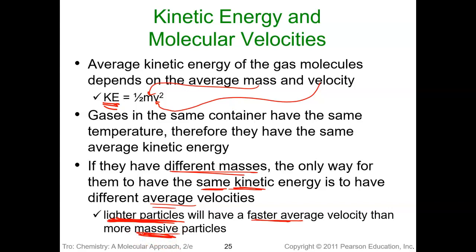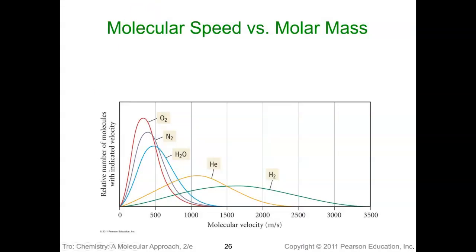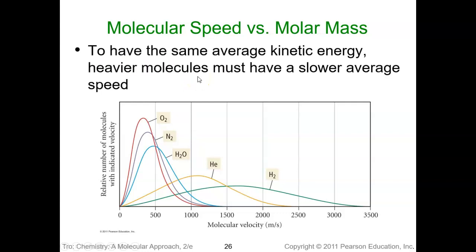So they can have the same energy, but they do not move at the same speed because kinetic energy is proportional to mass and velocity. So really heavy things will move slower, but they will still have the same kinetic energy. So here is a little graph between molecular speed and molar mass. To have the same kinetic energy, molecules that are heavier move slower, and this makes sense.